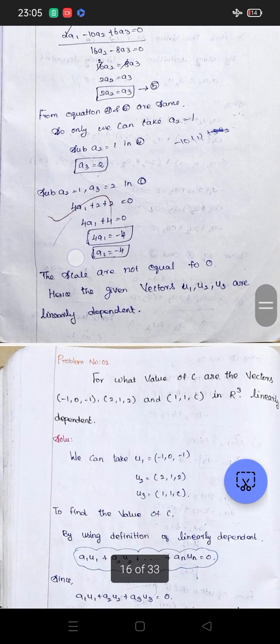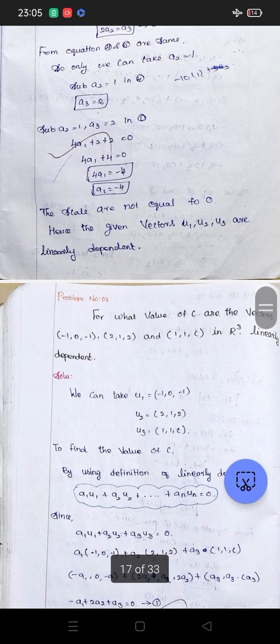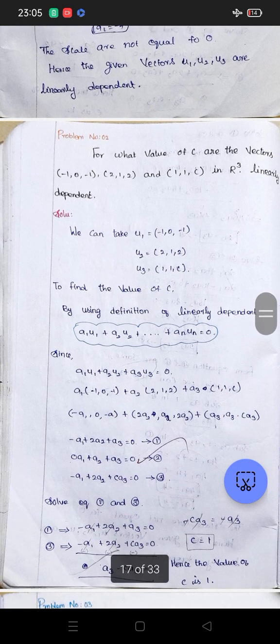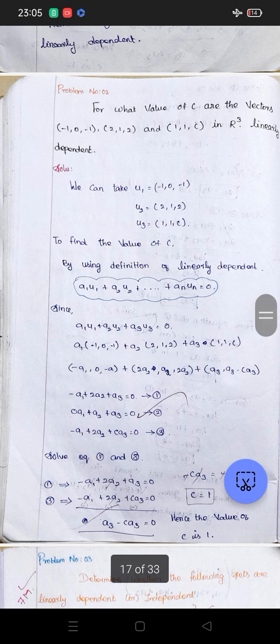So the second problem is: for what value of c are the vectors minus 1, 0, minus 1, the second vector 2, 1, 2, and the third vector 1, 1, c in R^3 linearly dependent? In this problem the vectors are linearly dependent, so you can find the c value. We can take the first vector as u1, the second vector as u2 and the third vector as u3.